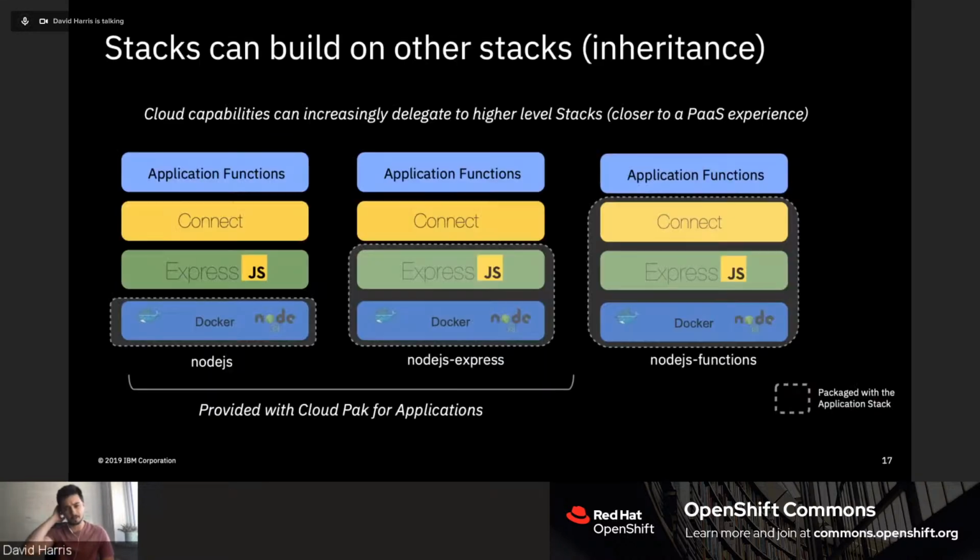And one way that you can do this is through this concept of stack inheritance. So stacks can build on previous levels of stacks, and you can gradually abstract concerns away from the application developer. On the left, we have this base stack for Node.js, which is very similar to an S2I approach, where you package your application in a best practice Dockerfile. Within what we call the cloud native stacks, such as Node.js Express, this is where we include a pre-configured Express server, which has those endpoints I mentioned for metrics, monitoring, health, things like that.